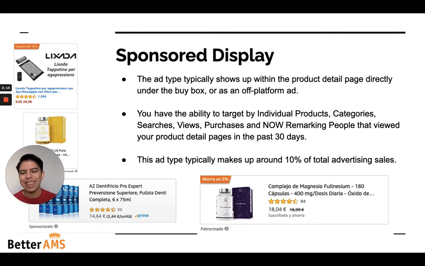Now, this ad type typically makes up around 10% of our total advertising sales, but I have seen that it's the ad type that has the lowest ACOS. If you manage it well, this can be your ad type with the lowest ACOS. Even though it represents 10% of your total sales, it will be 10% of sales that are more cash flow positive than the other ad types, Sponsored Products and Sponsored Brands.